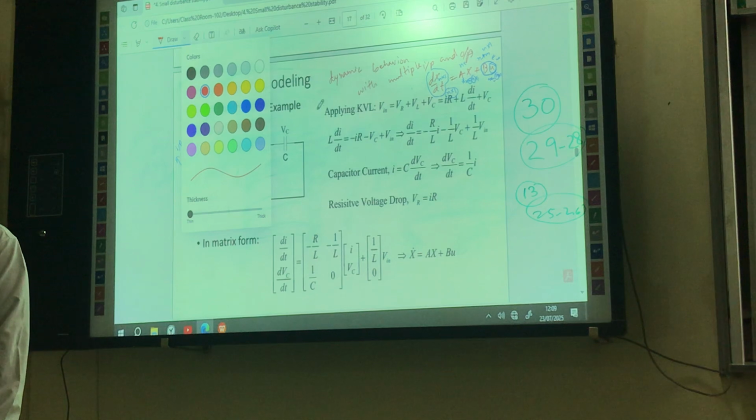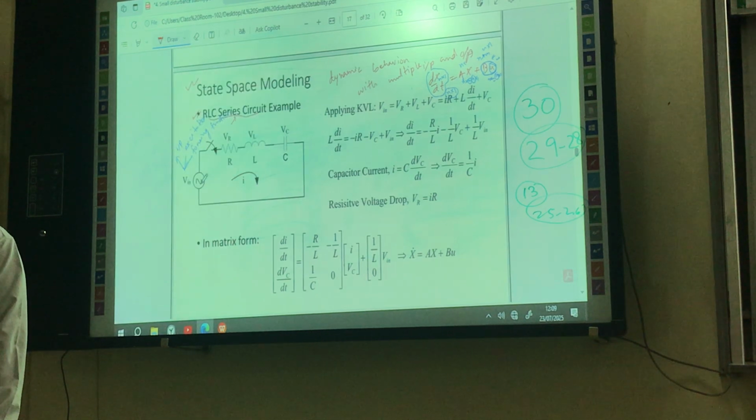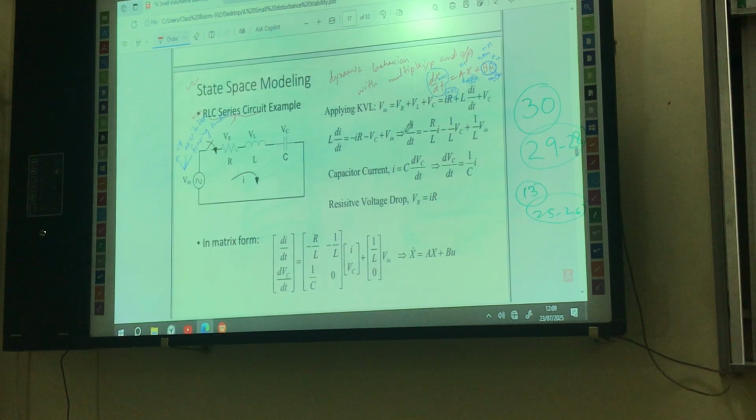Now just apply KVL and write this equation. What will be your VIN? It is simply VR plus VL plus VC, right? Now what is VR? The current across these three elements is I, right? As this is a series circuit, the same current flows across these three elements. So VR will be I multiplied by R. And what will be VL? It is L di by dt.